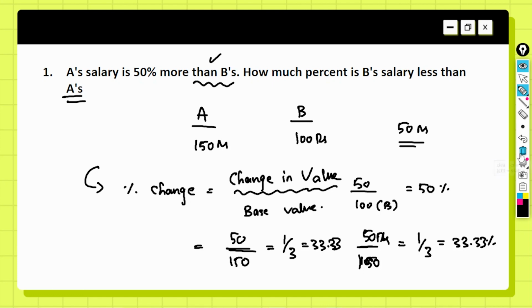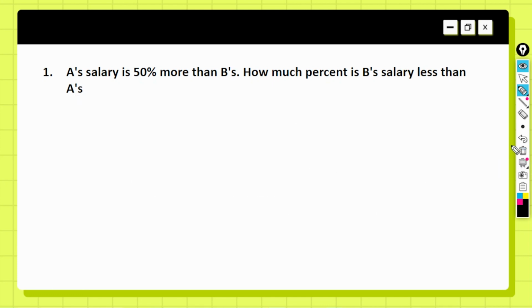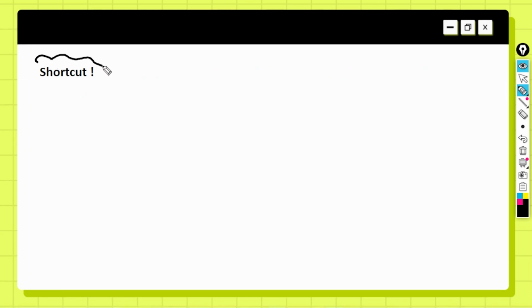So this is the traditional way of looking at the problem, and this traditional way can be remodified or adjusted subject to the design of the problem. For the second and third varieties, this traditional method might be a little bit varying. I'll also show you that. But the whole idea is that for all these problems the answer is going to be the same, 33.33 percentage. So if there is a 50 percentage increase in the problem given, the corresponding decrease is always 33.33%. So with this in mind, I'm going to teach you a shortcut, how to apply this shortcut in these types of problems.